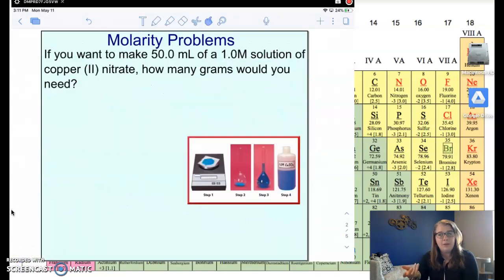So you might have been thinking to yourself, when would I find myself in those previous situations? You probably wouldn't. But here's one that you're more likely to find yourself in. If you want to make 50 mils of a 1 molar solution of copper 2 nitrate, how many grams would you need? Most of these solutions we're going to be making are going to be ionic compounds in water. Ionic compounds are all solids at room temperature.